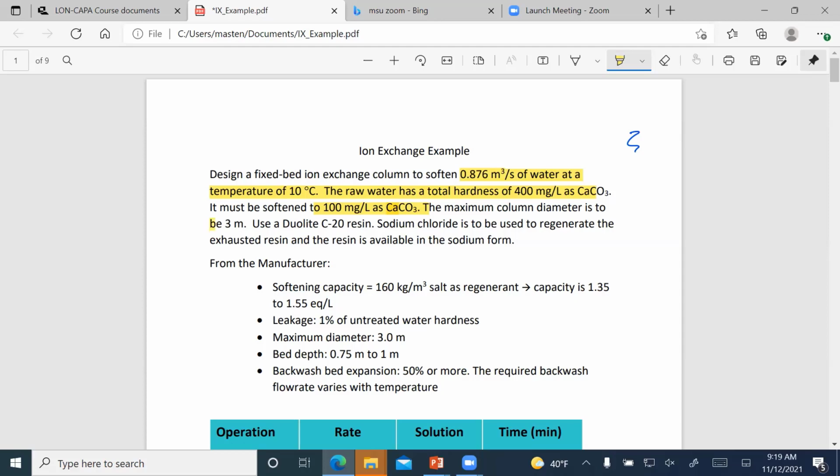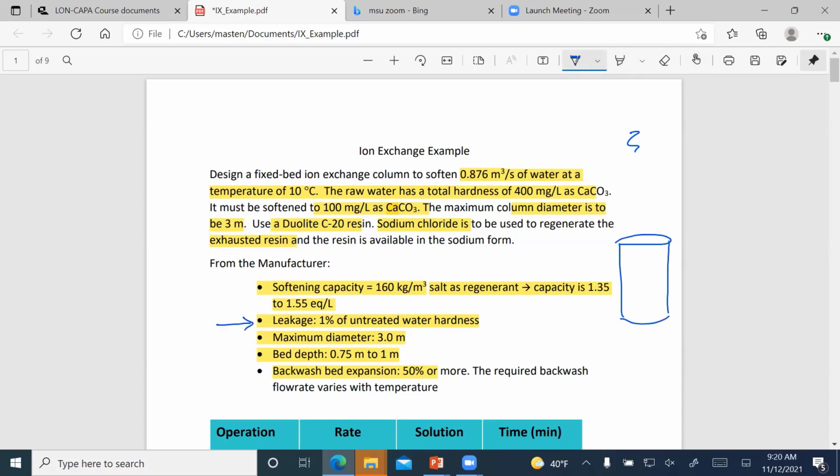For instance, we'll use a column diameter of 3 meters. You're told to use a Dubalite C20 resin. We will use sodium chloride to regenerate the resin, which means that we're going to use the resin in the sodium state. And you're given a number of design parameters. Now, one of the things that is important to note is this term leakage.